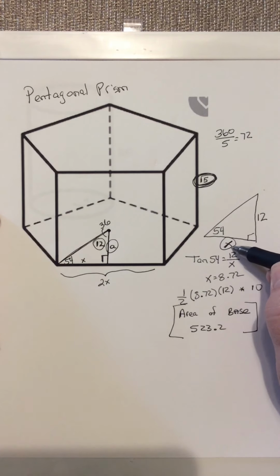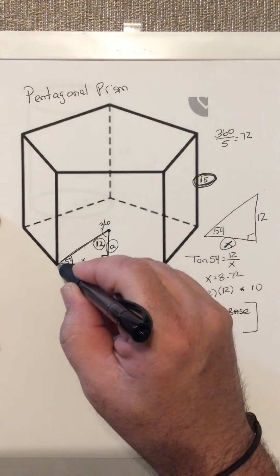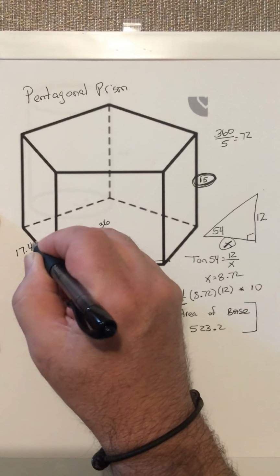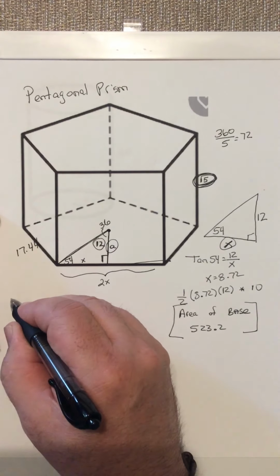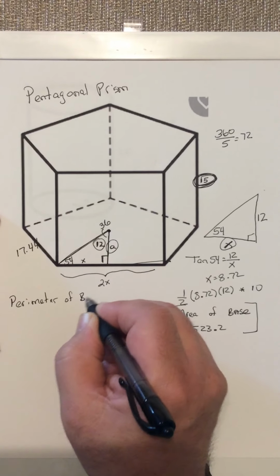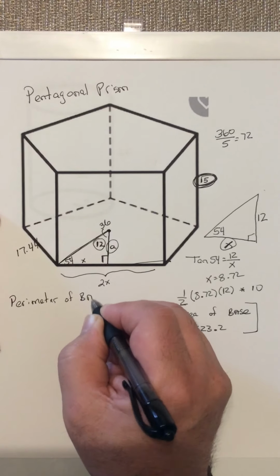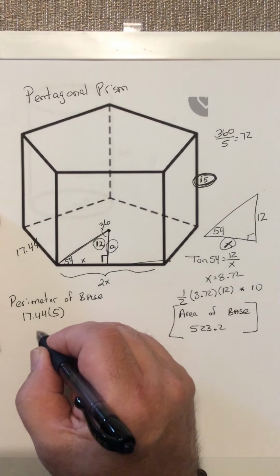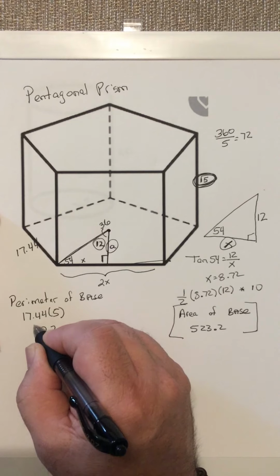Since this x was 8.72, that means the whole side was 2 times that. So we're going to go 8.72 times 2. So one side is 17.44, and I have 5 of those. So the perimeter of the base is going to be 17.44 times 5. So 17.44 times 5 is 87.2. All right, we're going to need this.